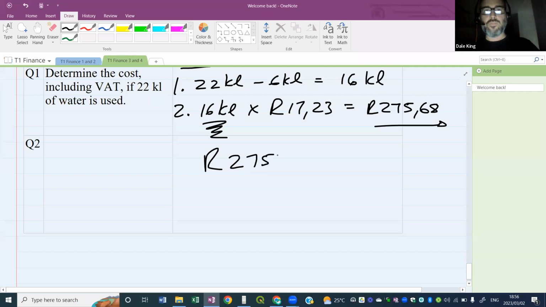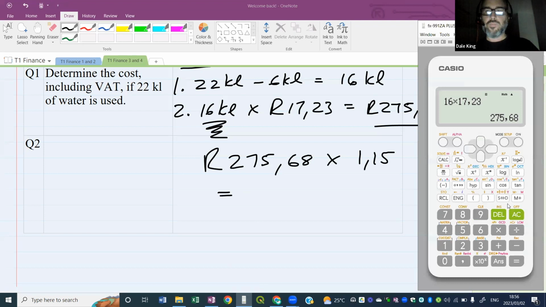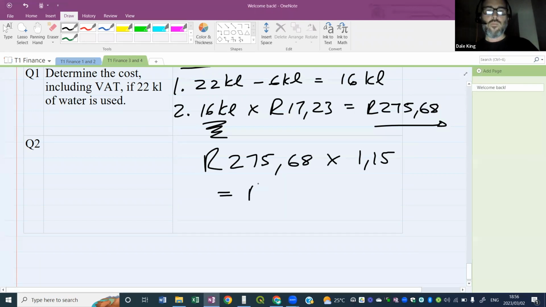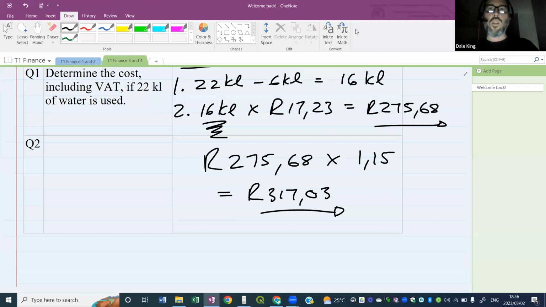So 275.68 times 1.15. Let's see. 275.68 times 1.15 equals 317.03. All right, 317.03. Gersha, well done. Sambulo, well done. All right, looks like those two people are the only ones that put the answers there. Okay. Sito, well done. We rounded off to 2 decimals, so we'll leave it as 317.03.